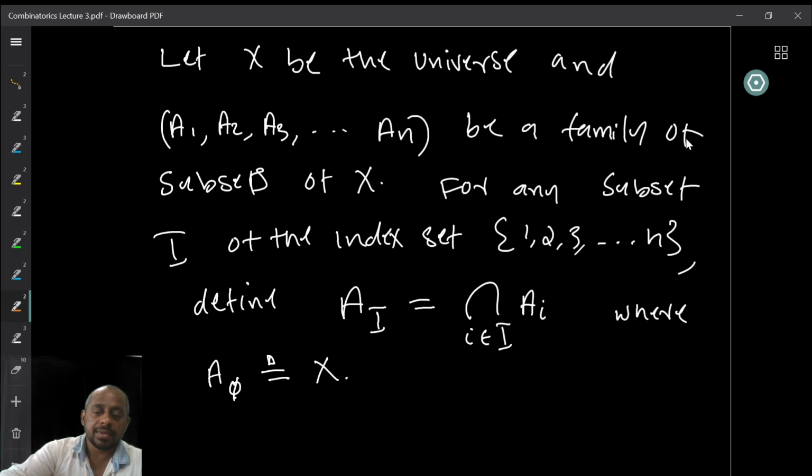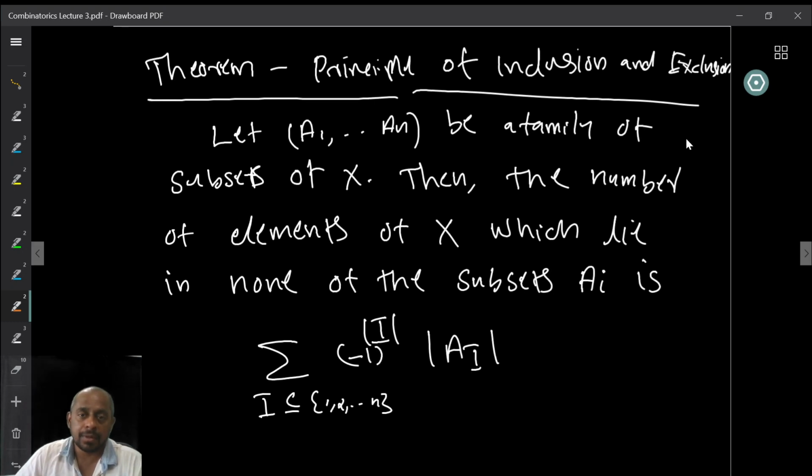Okay, with this convention, we can state the theorem of the principle of inclusion and exclusion. Let A1 to An be again a family of subsets of X. Then the number of elements of X which lie in none of the subsets A_i is given by the summation over all I subset of the index set 1 to n, of minus 1 whole raised to cardinality of I, times cardinality of A subscript I.